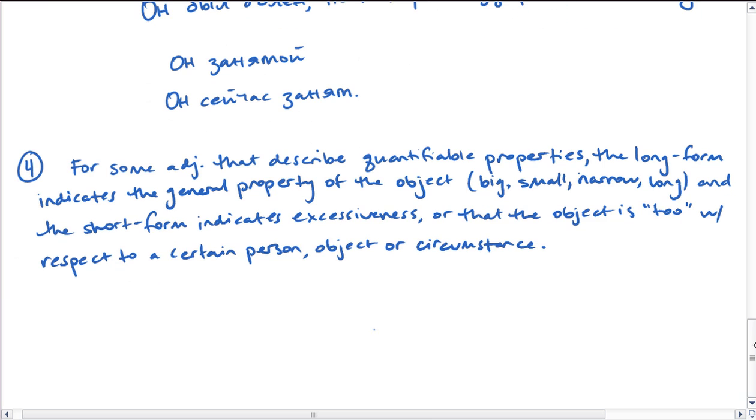So you can use the long form to say, this dress is long. Like compared to the other dresses hanging on the rack, this dress is long. But you would use the short form to say, this dress is too long for me, or this dress is too long for my daughter. And this isn't with all adjectives. These are just some adjectives that describe quantifiable properties, right? We could take out a measuring stick and measure how long the dress is and say, oh, nope, sorry, it's too long.